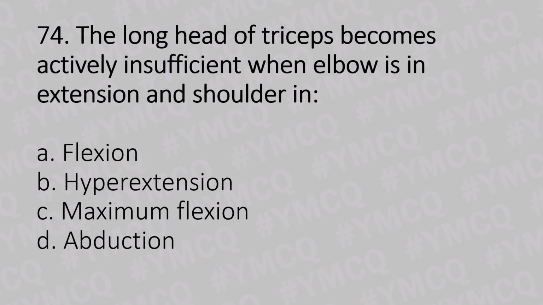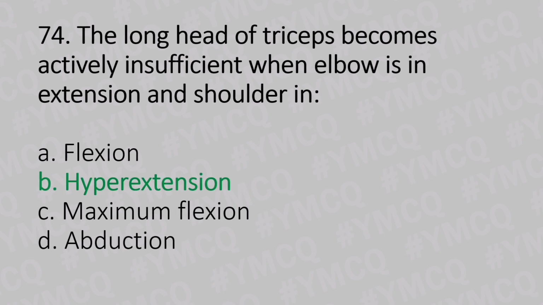Moving to our 74th question. The long head of the triceps becomes actively insufficient when the elbow is in extension and the shoulder in: option A, flexion; option B, hyperextension; option C, maximum flexion; option D, abduction. And the answer is option B, hyperextension.